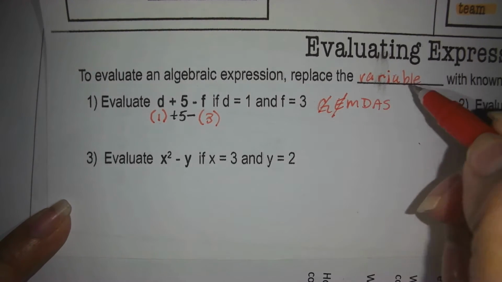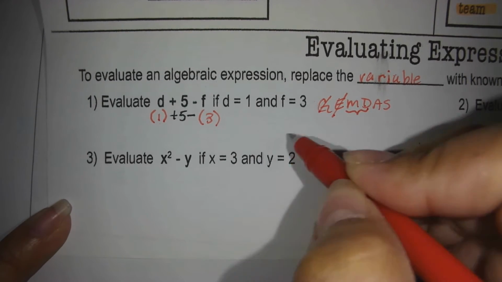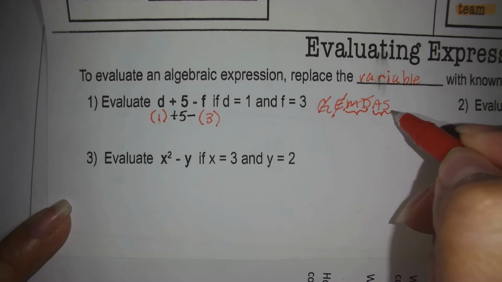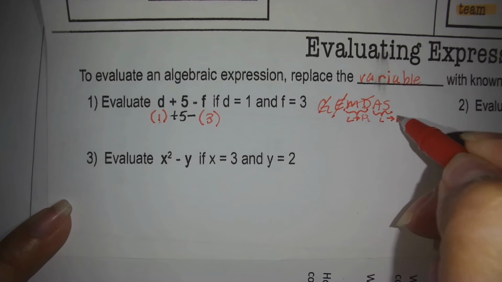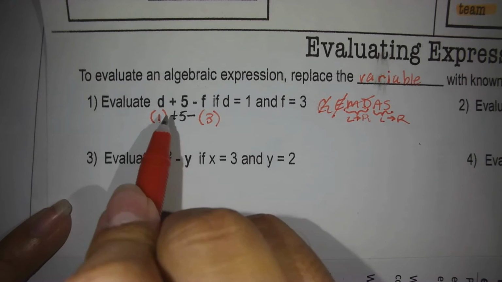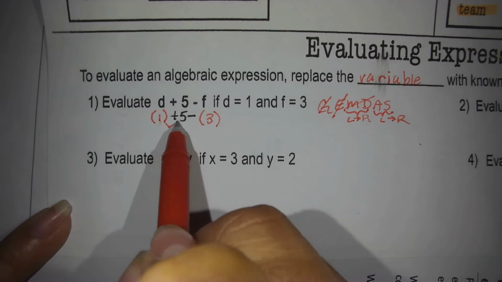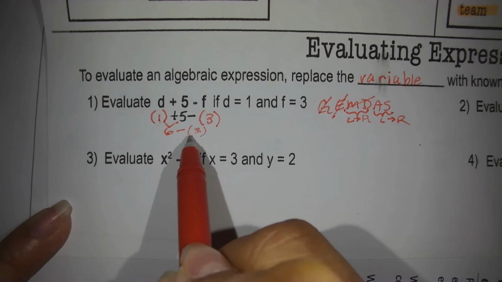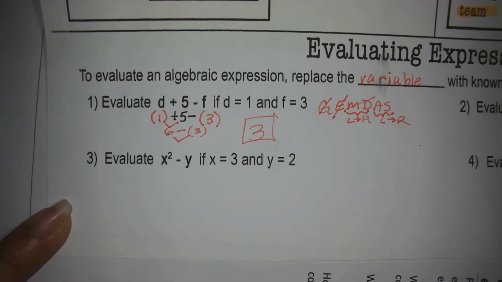Any exponents? No. Any multiplication and division? Remember, these two have to be done together from left to right. No. Any addition and subtraction? Yeah, that's all we have. So we're going to go from left to right. So 1 plus 5 first, that's 6. And then minus 3. And then 6 minus 3 is 3. That's our answer.